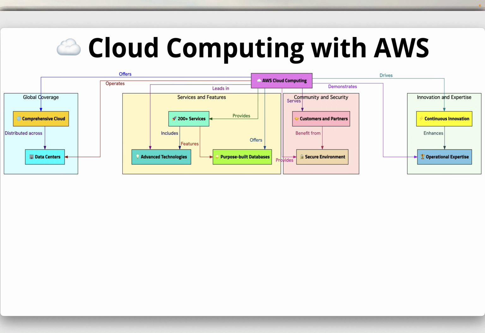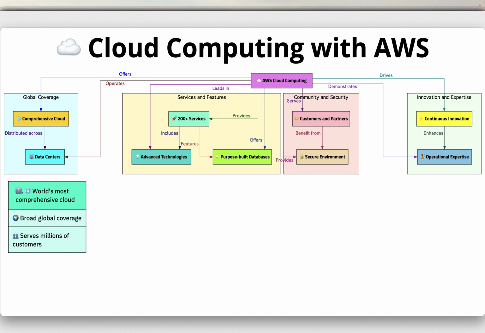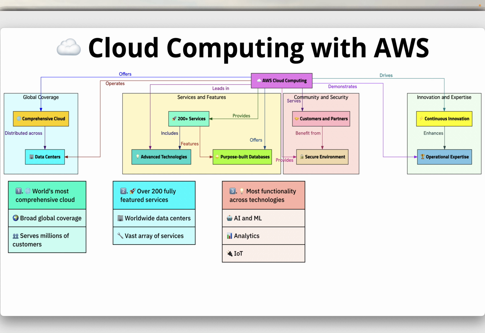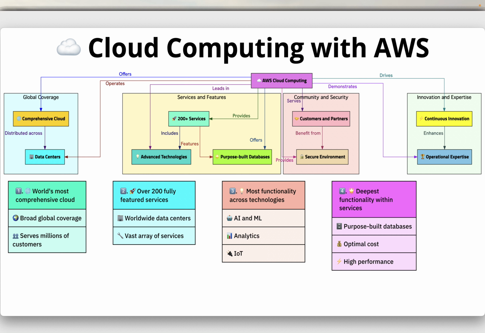So, cloud computing with AWS. AWS, world's most comprehensive cloud. AWS offers a broad cloud service coverage globally, serving millions of customers. Over 200 fully featured services. From data centers worldwide, AWS provides a vast array of services in various domains. Most functionality across technologies: AWS leads with the highest number of services and features, including AI, ML, analytics, and IoT. Deepest functionality within services: offers a wide range of purpose-built databases for optimal cost and performance.